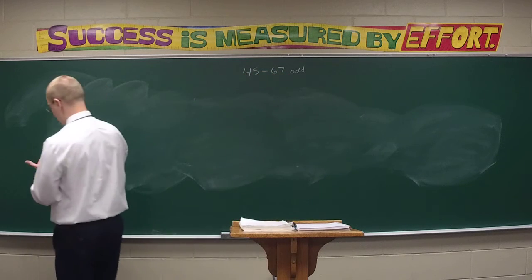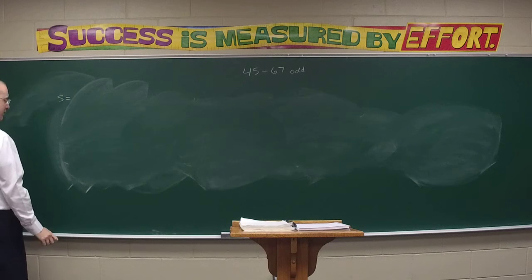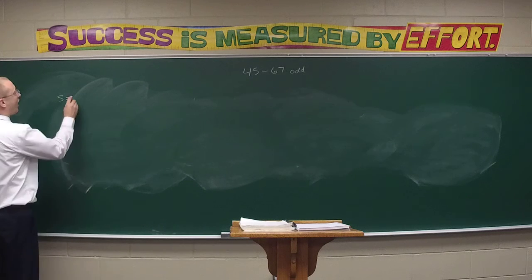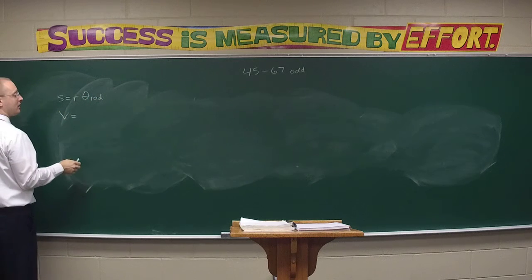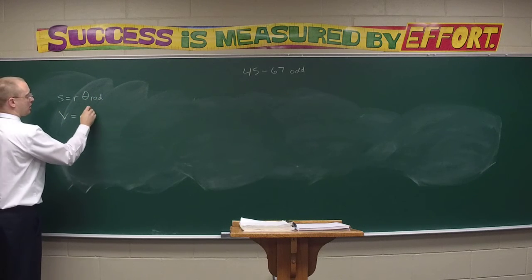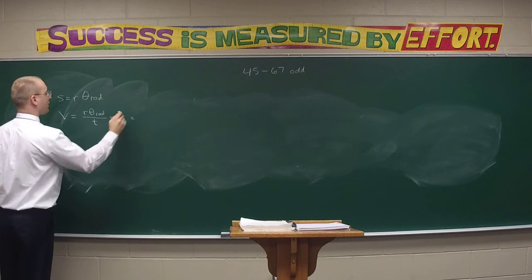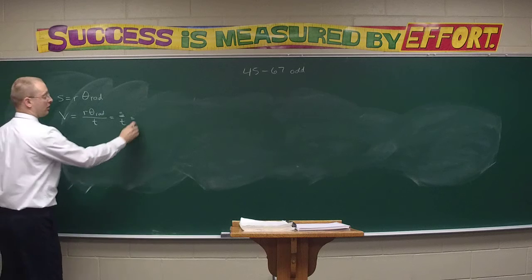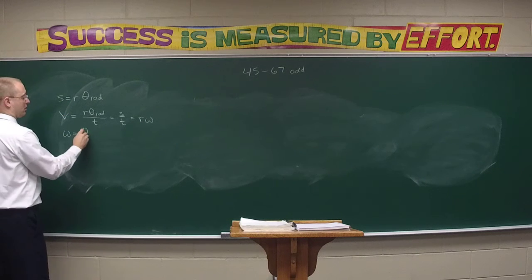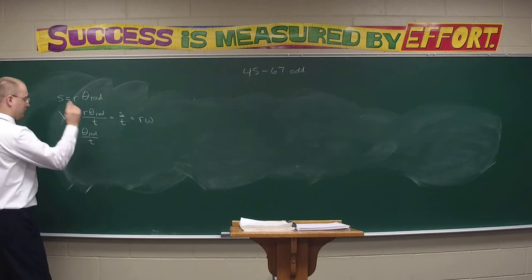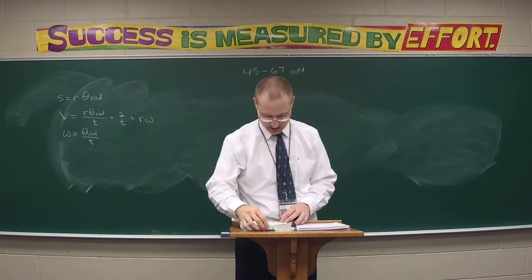What's the formula for S again, class? S equals R theta rad. All right, what's V? R theta rad over t, or S over t, or R omega. And what does omega equal? Theta rad over t. Using those formulas, 45 to 67, the odd.